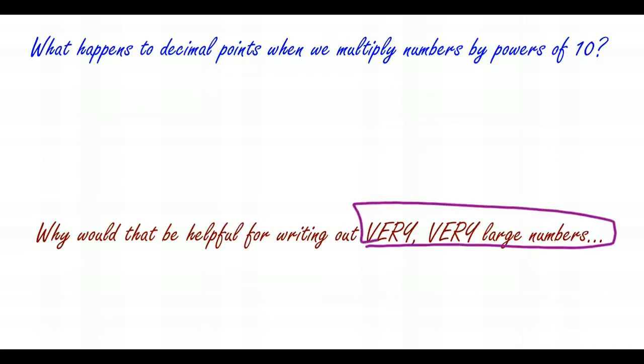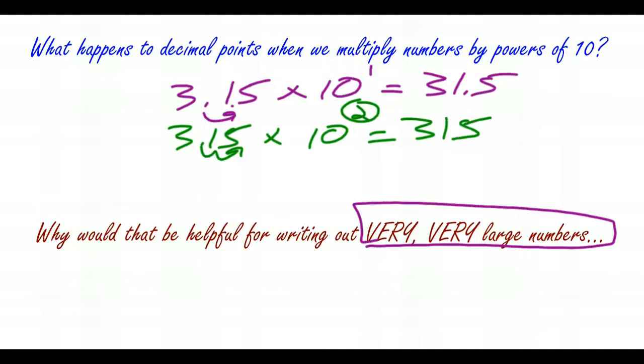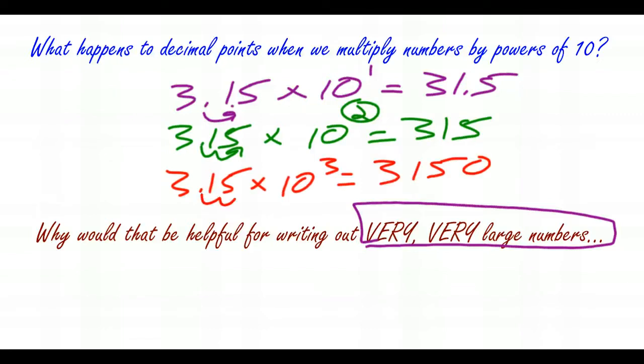We already talked about what happens to the decimal point when we multiply by powers of 10. It looks like 3.15 times 10 to the first, it moved one decimal place, became 31.5. I'm just repeating the things that we saw on the last slide. 3.15 times 10 to the second moved it one, two decimal places. It became 315. 3.15 times 10 to the third is 3150 because it moved it one, two, three decimal places. That's what happens to the decimal points when we multiply numbers by powers of 10.